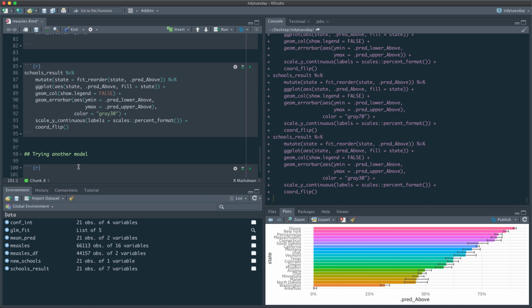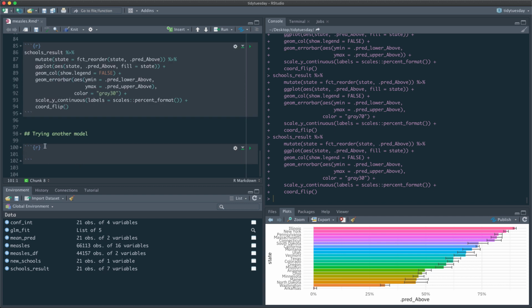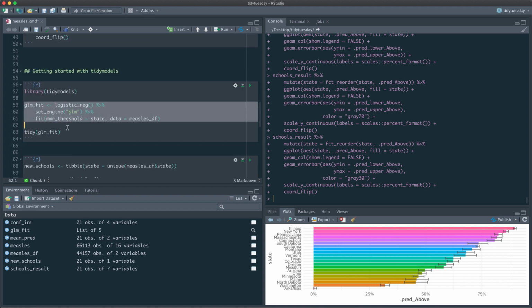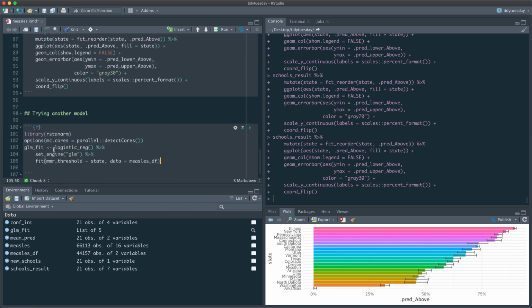In fact, let's try to do that. This is a little fancy, I guess, but let's say, oh, GLM isn't good enough. Let's train a Bayesian model. So let's see if I can do this. Let's see, is it detect? Yeah, that's what it is, I think. Detect cores. Okay, so what we're going to do is take this model and paste it down here. And instead of GLM fit, let's train a Bayesian model. Let's call it Stan fit.